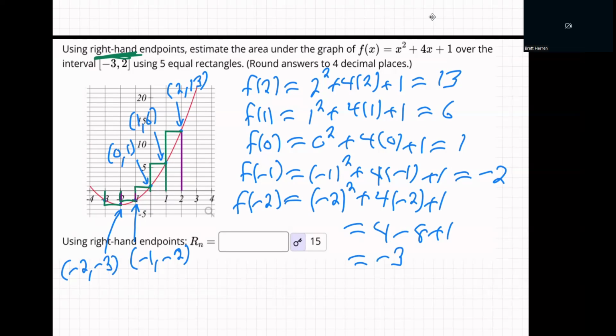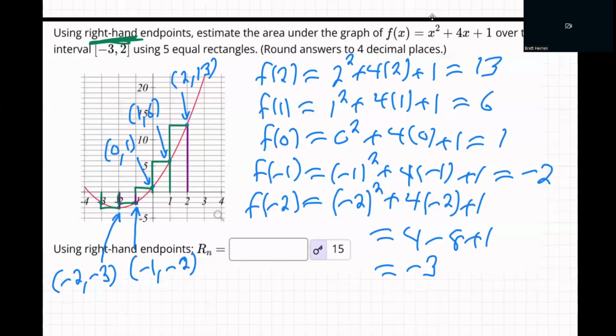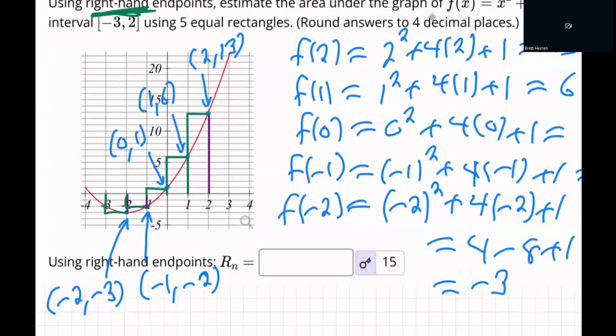Okay, so then what's the area of each of these boxes? Well, basically it's the height, because each of these has a width of 1. Every one of these boxes has a width of 1. So their height is going to determine their area. This first box comes up to 13. This next box comes up to 6. This box comes up to 1. This box goes down to -2, so it's negative area. Whenever boxes go below the x-axis, the y values are negative. This box goes down to -3.